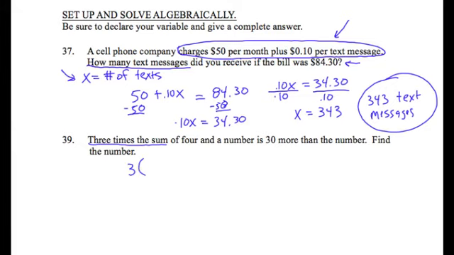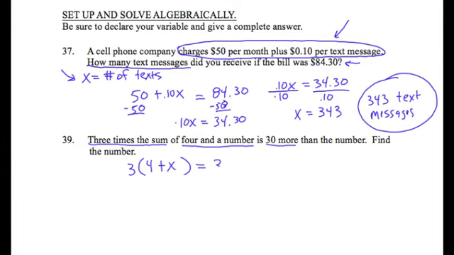So we're going to take 3 times this sum. I'm going to put the sum inside these parentheses so that I'm taking 3 times this whole sum. Now let's take a look: the sum of 4 and a number. That's what I'm taking the sum of, so that's what goes in my parentheses. Let's read that back: 3 times the sum of 4 and a number, yep, that looks pretty good, is 30 more.